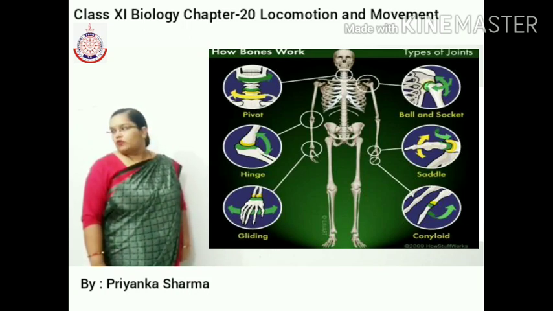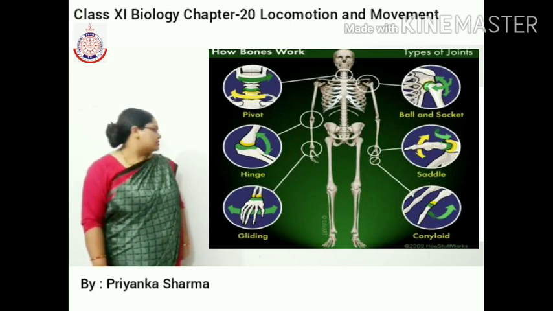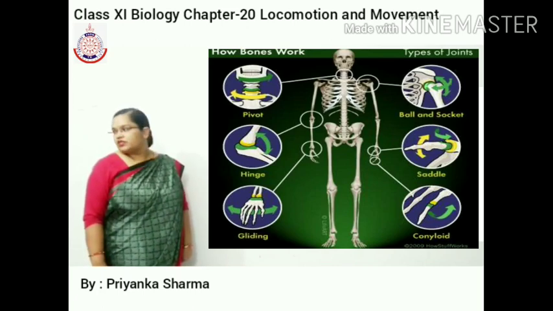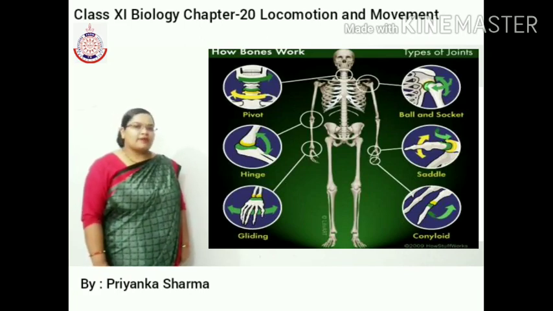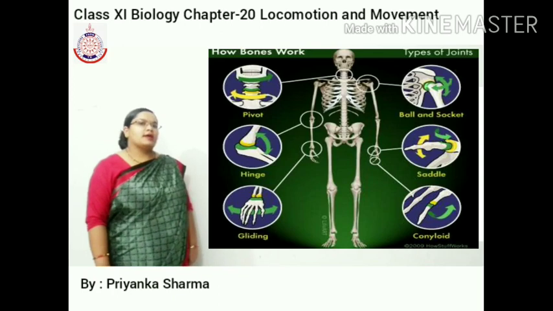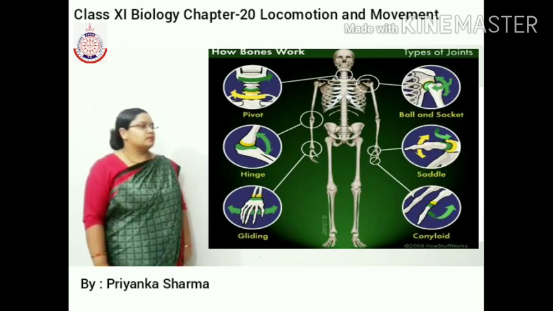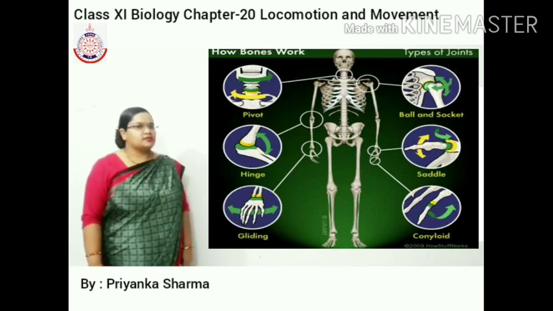So, when you can move your head from one side to the other side, which joint is present which helps in this movement? That is the pivot joint. So, the pivot joint is present between the atlas and axis. Next is the ball and socket joint.